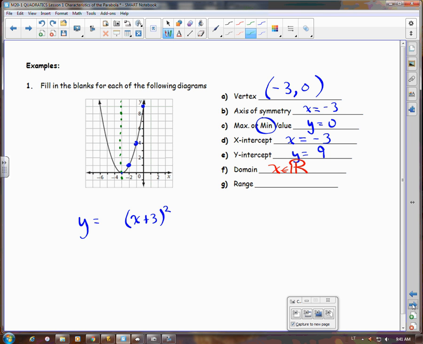The range, however, is kind of that tricky one. So you have to know where the vertex is, and you have to know which way it opens in order to establish what the range is. So 0 is our vertex point. That's the y value. And so y is going to be compared to 0. And because it opens upward, it says y has got to be greater than or equal to 0.